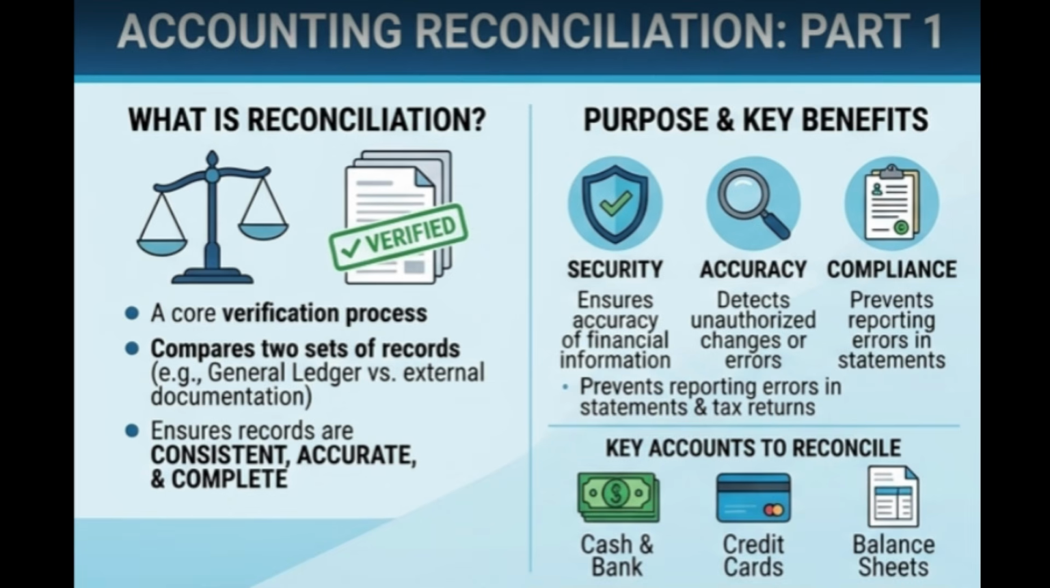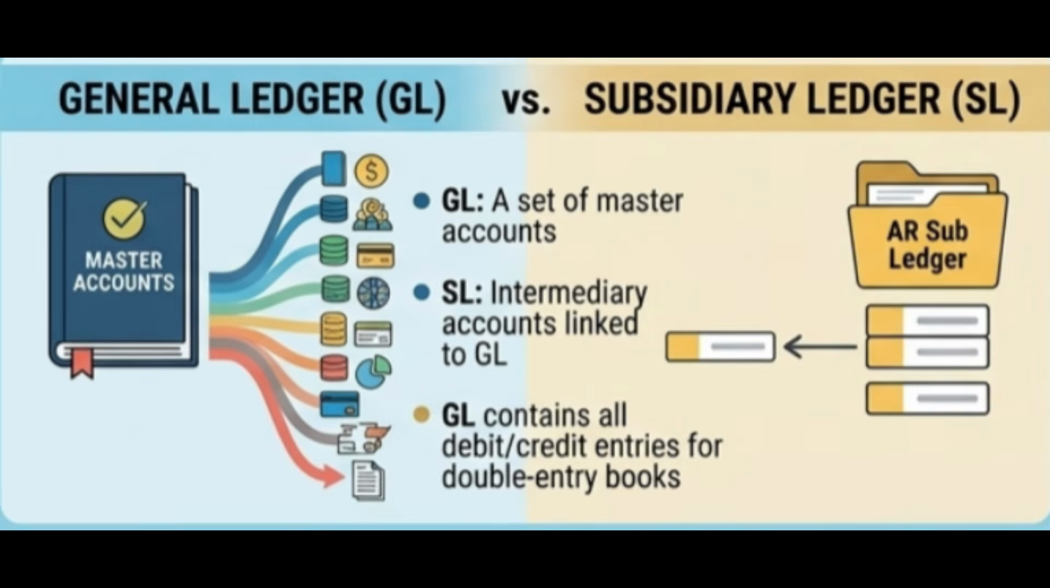4. Assets and liability specifics. This includes checking cash, receivables, inventory, property, accounts payable and borrowings. General ledger, GL, versus subsidiary ledger, SL. Understanding the relationship between different types of ledgers is vital for the process.